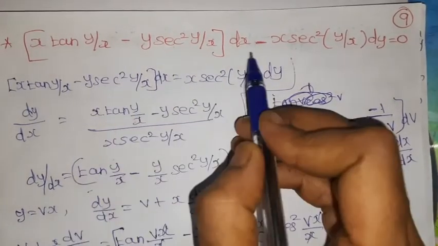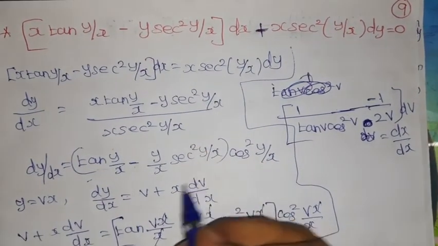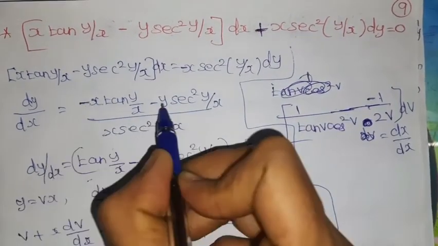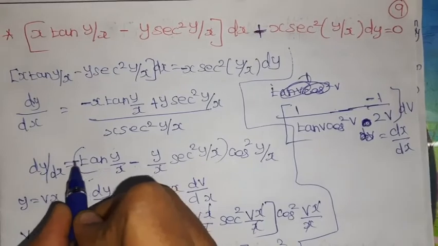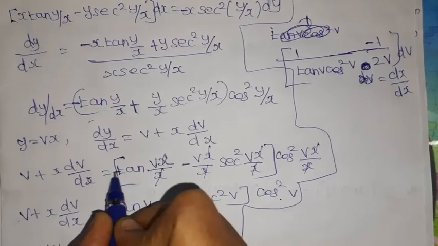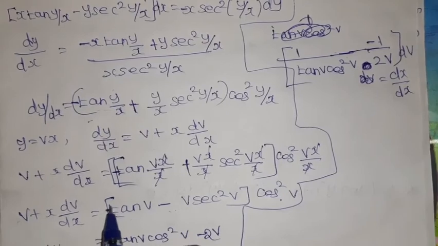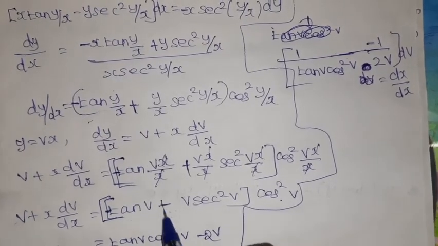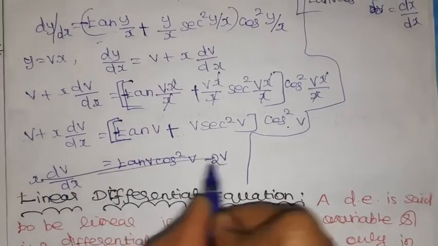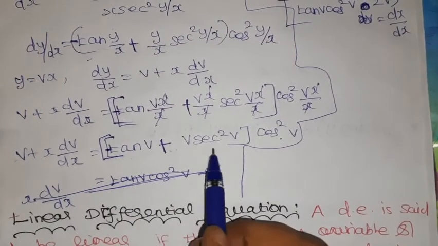Guys, in this question it is not minus, here it is plus, okay? If it is plus, what will happen? The sign only gets changed. Here also minus tan v plus v secant squared v. Up to this we have solved. Now see, minus tan v plus v secant squared v.